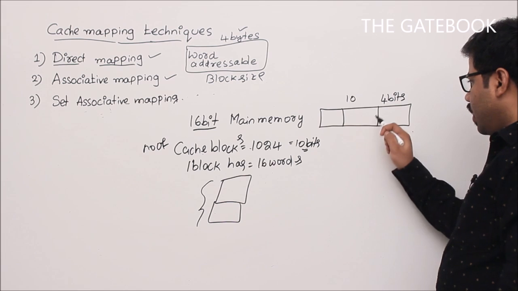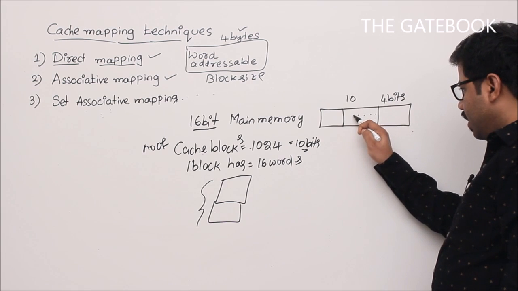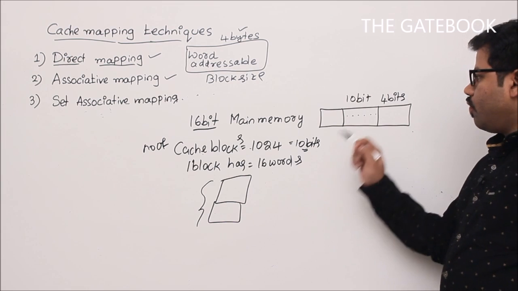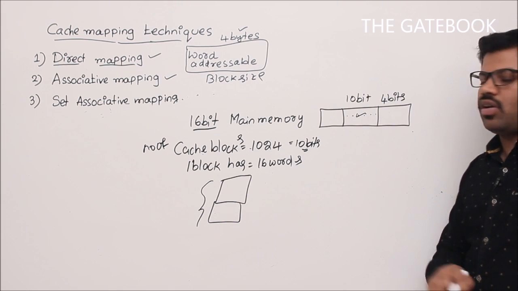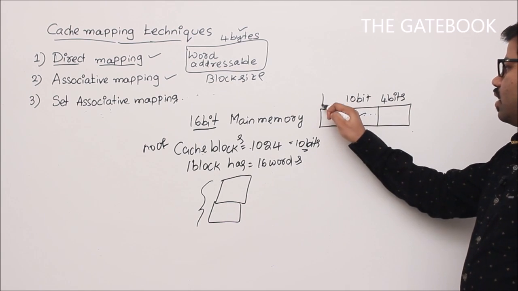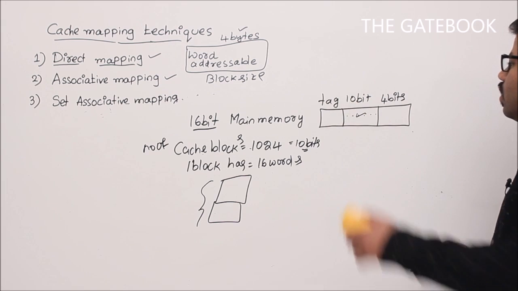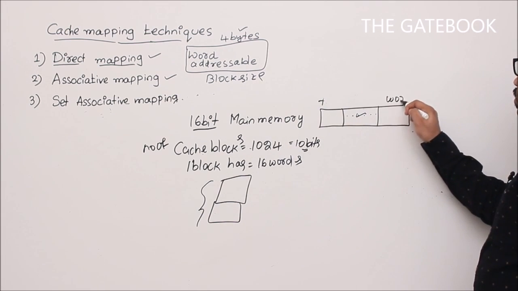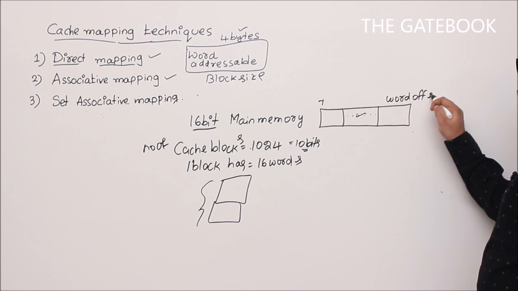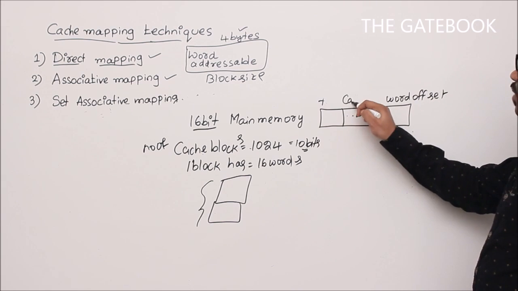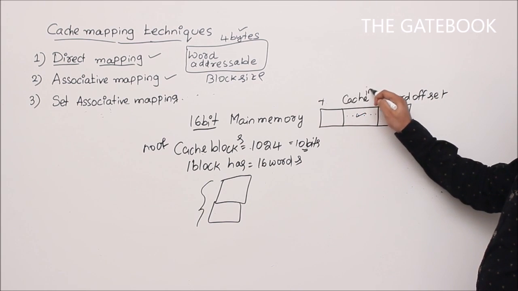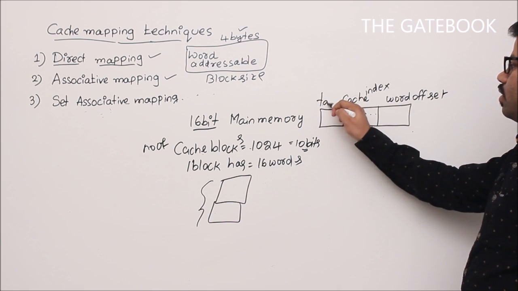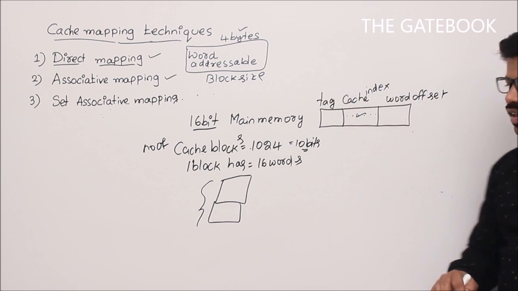So we use these 10-bit patterns to decide which cache block we have to map this block to. Understand? The remaining bits are the tag. So finally we have word offset, cache index bits, and the third one, tag. How to decide this, I will tell you.